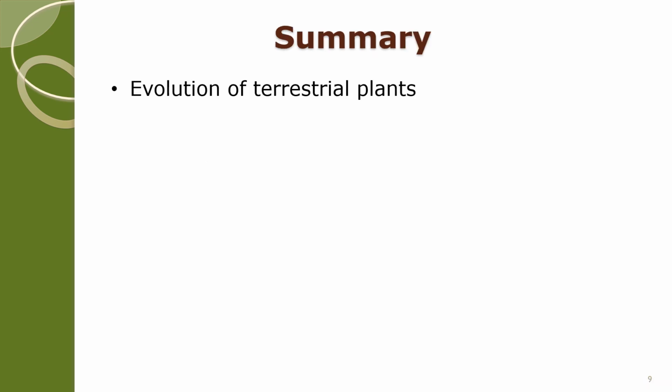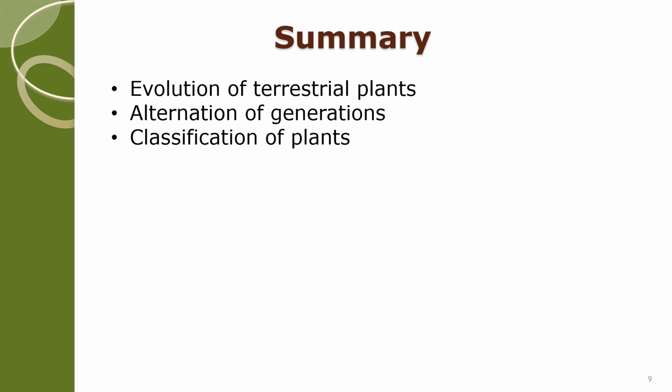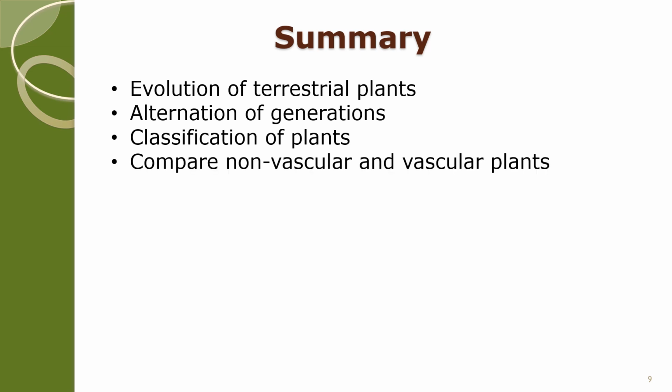With this, we come to the end of our talk, where we learned about the evolution of plants, the phenomenon of alternation of generations, which includes a diploid sporophyte and a haploid gametophyte, the classification of plants based on the presence of vascular tissues, as well as the comparison of non-vascular and vascular plants.